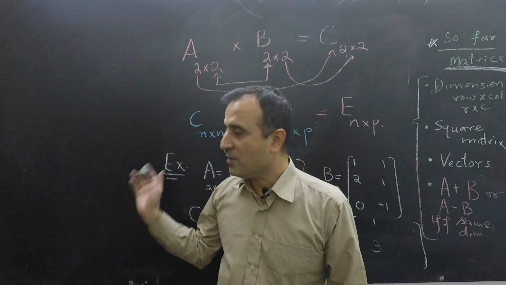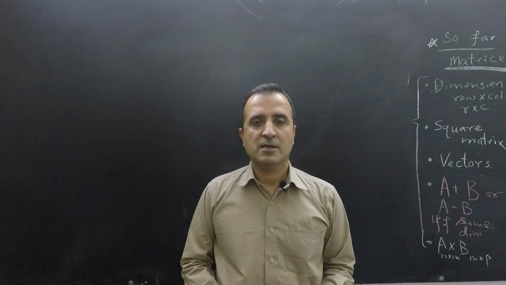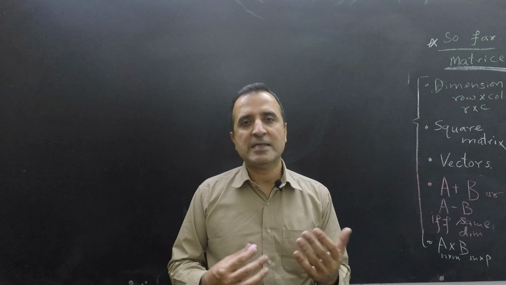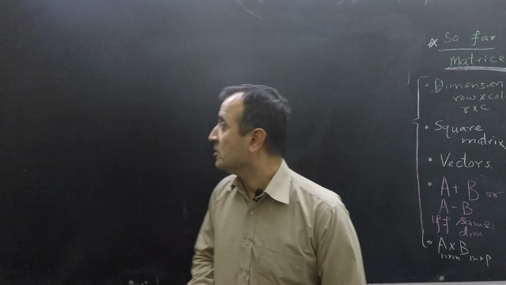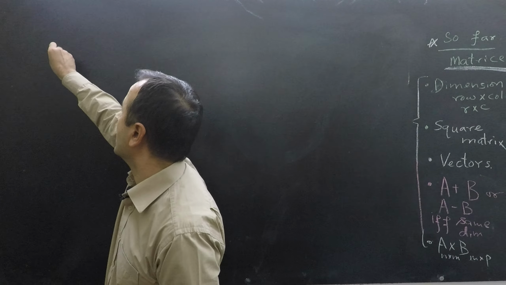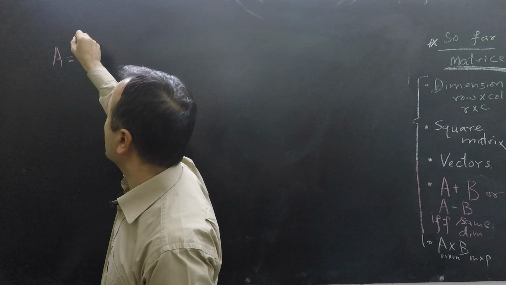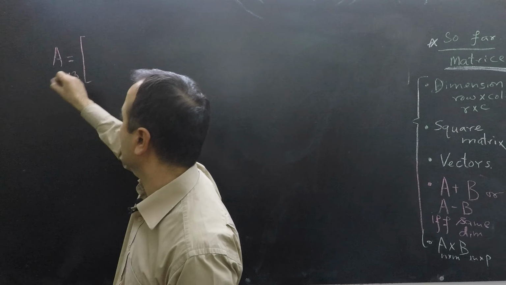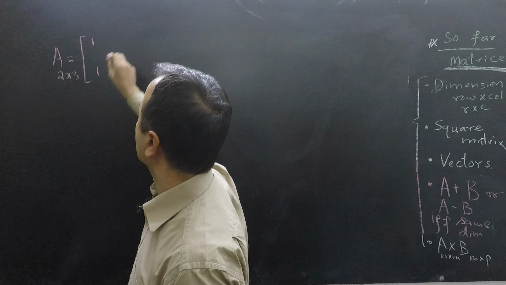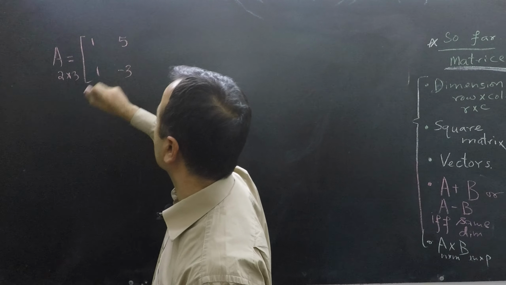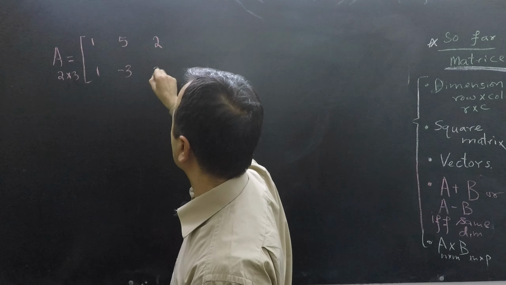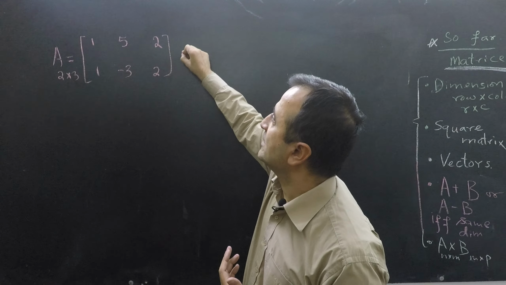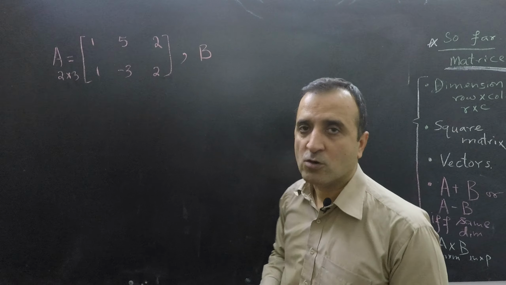So now let's clear the board and we'll do another example. So the board is clear, and so far we have learned about these things. We want to do another example of matrix multiplication. In this example, I have matrix A, which has 2 rows and 3 columns: 1, 1, 5 and minus 3, 2, 2. We want to multiply matrix A with matrix B, which has 3 rows and 3 columns.